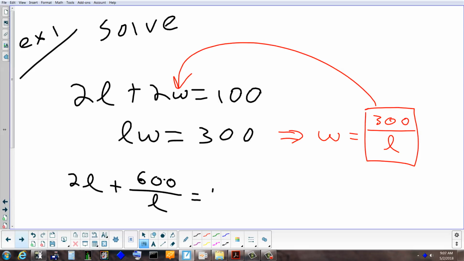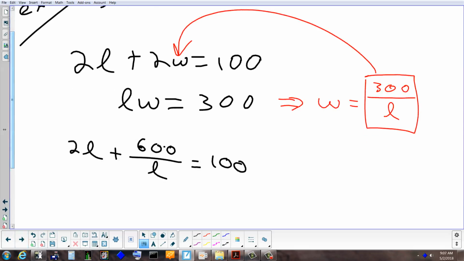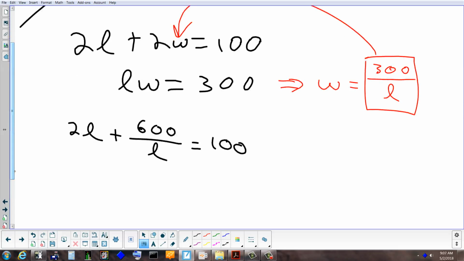Okay, equals 100. All right, what makes this a little bit of a pain to solve is we've got this fraction in here. What could I do? I'd have to do it everywhere, but if I do it, I could get rid of having a fraction here. Megan? Multiply by L. Yeah, we could multiply everything by L.